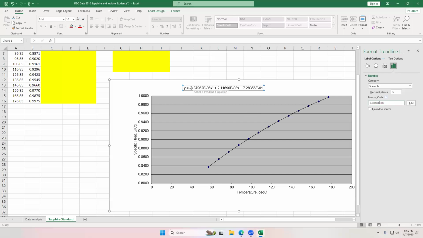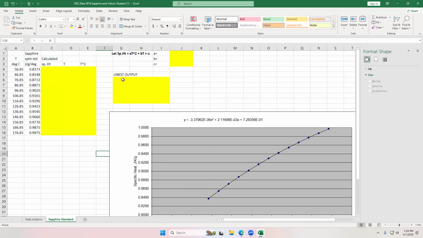Or you can get these numbers using the LINEST function. So how do you do the LINEST function? Let's do the LINEST over here. The first thing we need to do to be able to do the LINEST is tabulate your temperature and T squared here, because those will be your X values.